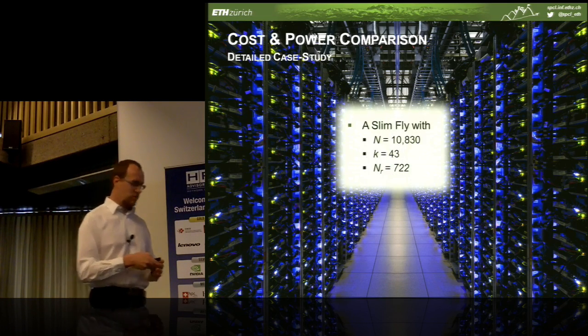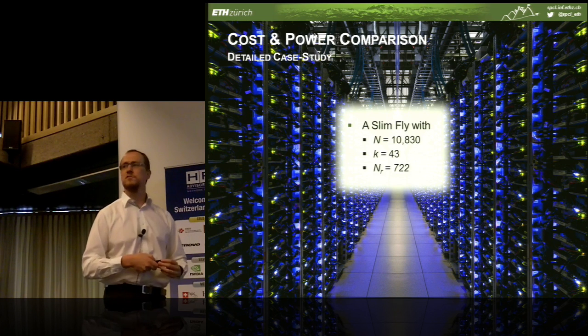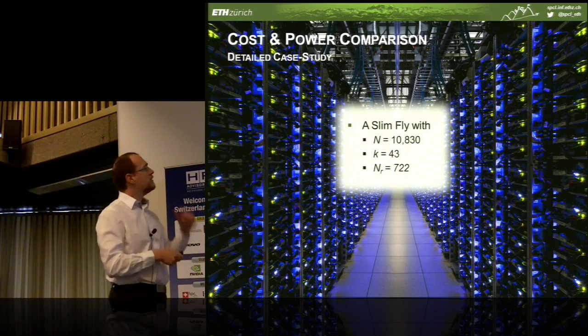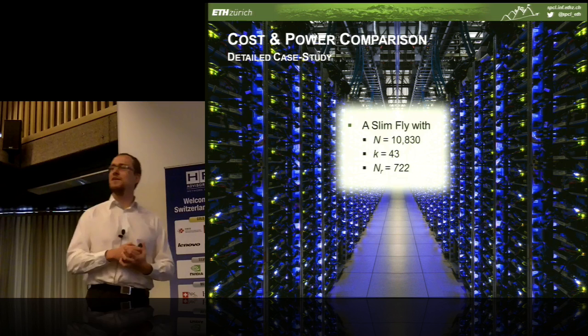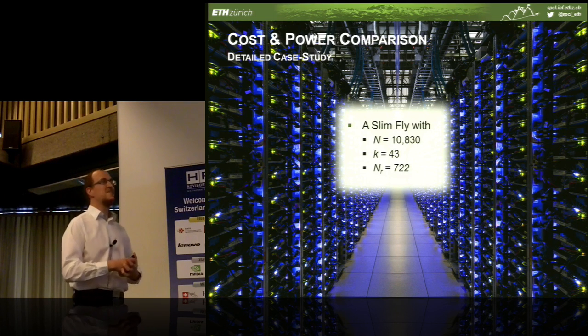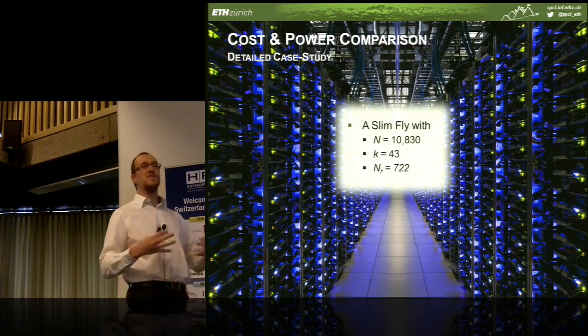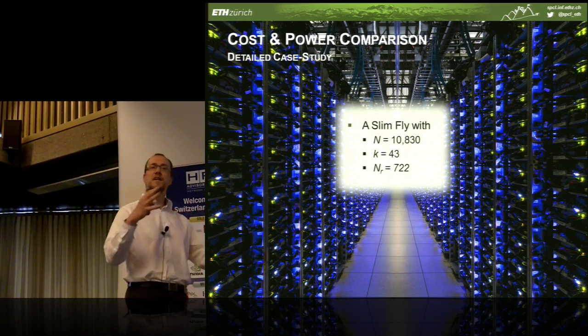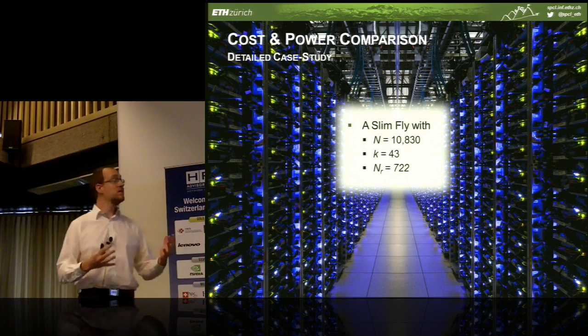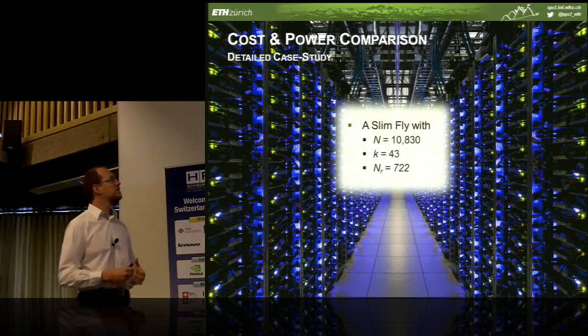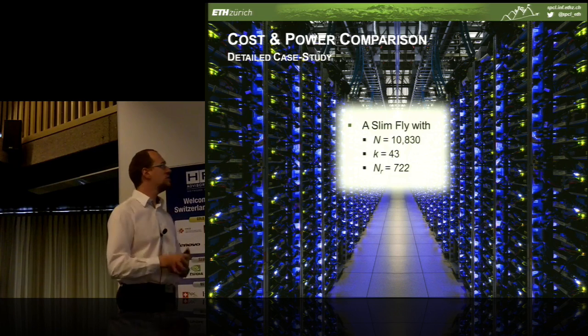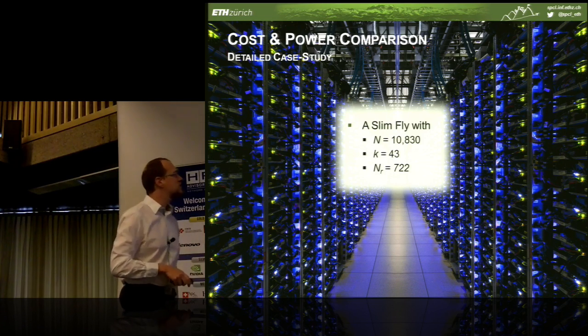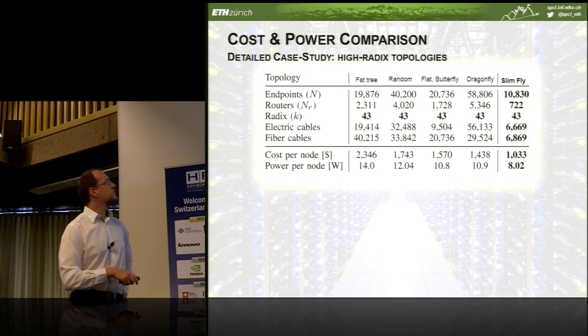So let's assume we want to build a data center with about 10,000 nodes, right? This requires a switch with a degree of 43, which already tells us we can't buy this switch today, but maybe tomorrow. So you're limited in the maximum network size by your switch degree. With today's technology, you can easily build 5,000 nodes without problems at a cheap cost, and we need 722 routers.